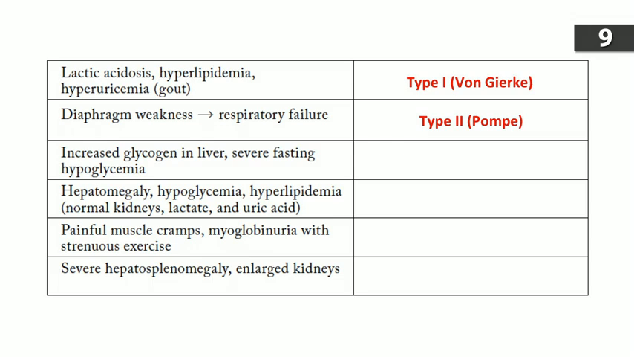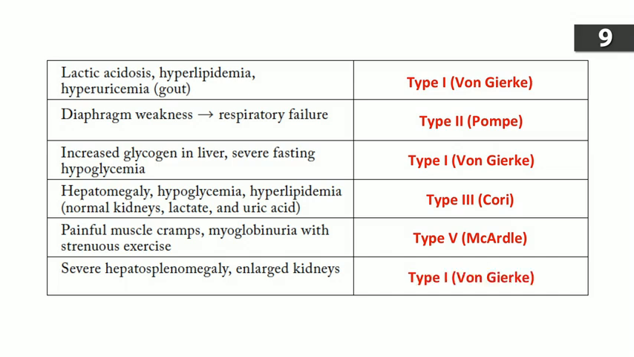Increased glycogen in the liver resulting in severe fasting hypoglycemia. This is type 1 von Gierke's disease. Hepatomegaly, hypoglycemia, hyperlipidemia. Here the kidneys are normal, the lactate and uric acid are normal. This is type 3 Cori's disease. Painful muscle cramps, myoglobinuria with strenuous exercise. This is type 5 McArdle's disease. Severe hepatosplenomegaly and large kidneys. This is type 1 von Gierke's disease.